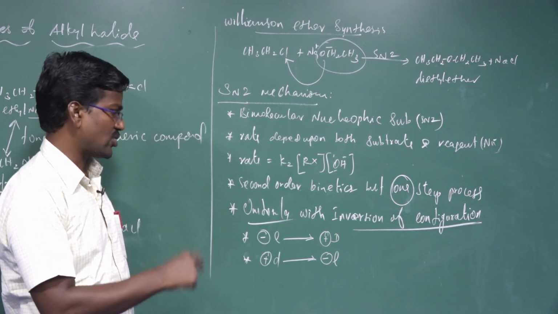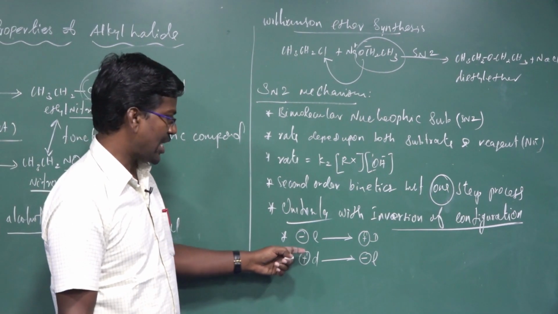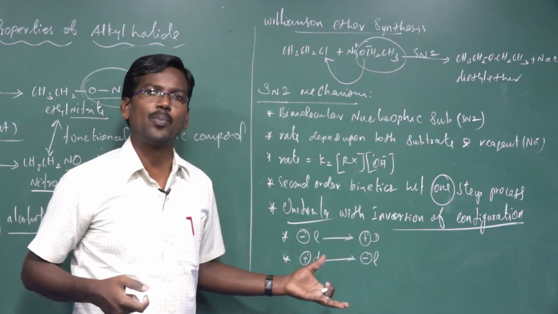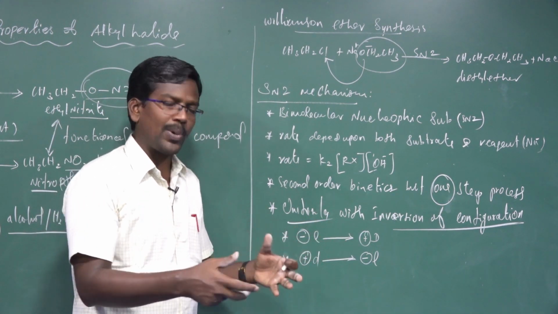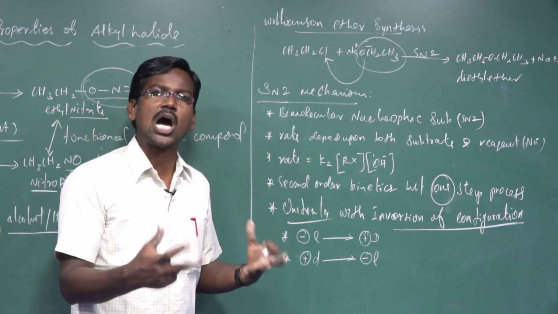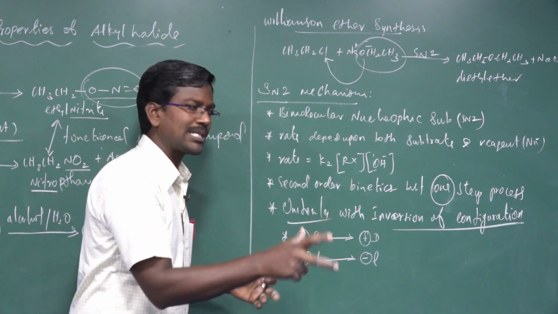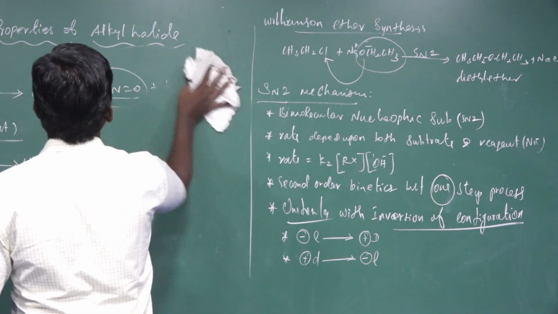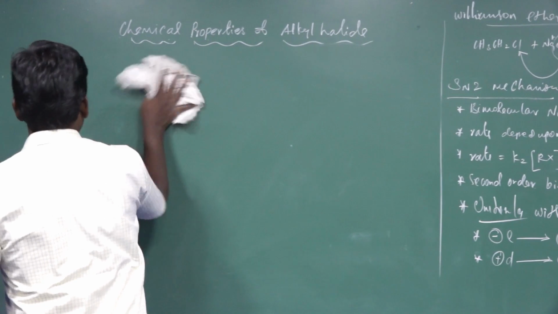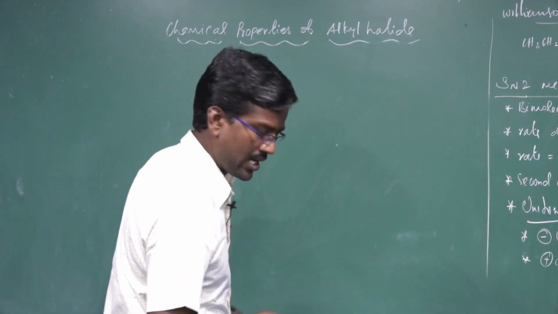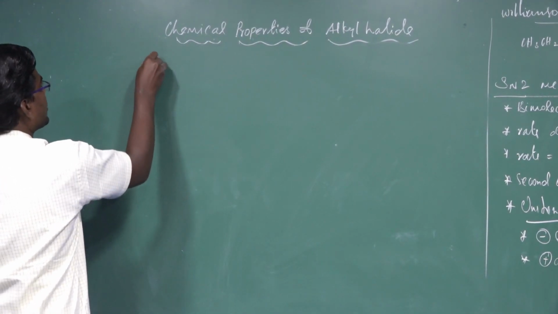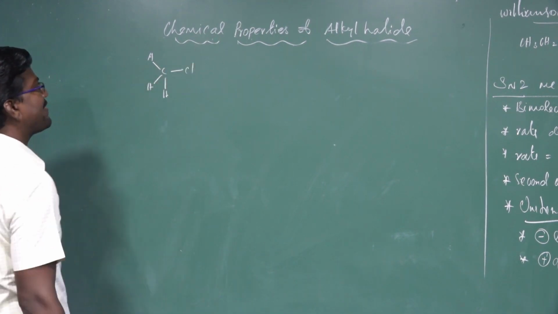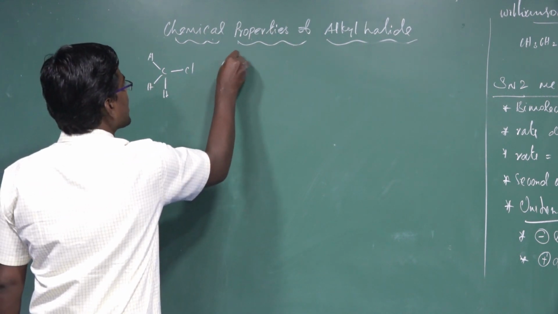Inversion of configuration of SN reaction, otherwise called Walden inversion, is similar to the opening of an umbrella. It looks like the opening of an umbrella, when the umbrella turns inside out when it catches a strong wind, while the leaving groups are pushed away. For example, methyl chloride, CH3Cl: hydrogen, carbon, hydrogen, one chlorine, methyl chloride, reacts with OH minus ion.